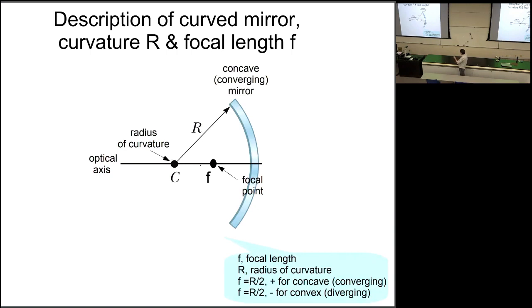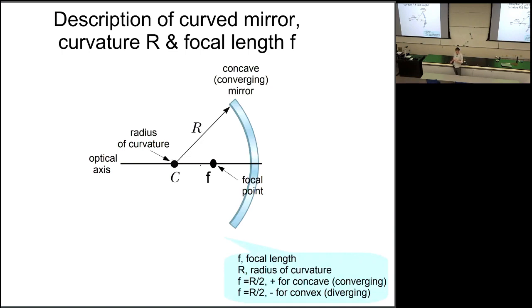To the sketch of the mirror, I've added a few things. So I've added the optical axis. We're familiar with that now. There's this horizontal line here, and it goes through the center of the mirror. But on the optical axis, I've now added two points, two locations. These two points, these two locations are very important for curved mirrors.